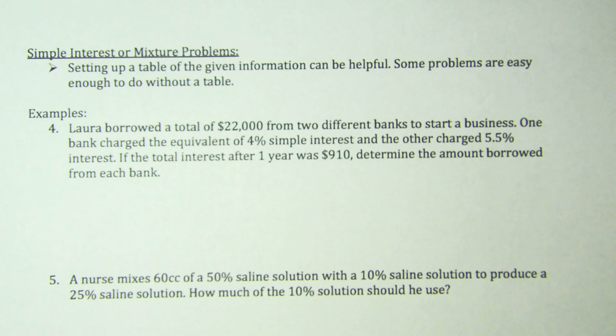So, in the first example, it says Laura borrowed a total of $22,000 from 2 separate banks to start a business. One bank charged the equivalent of 4% simple interest, and the other charged 5.5% interest. If the total interest after 1 year was $910, determine the amount borrowed from each bank.